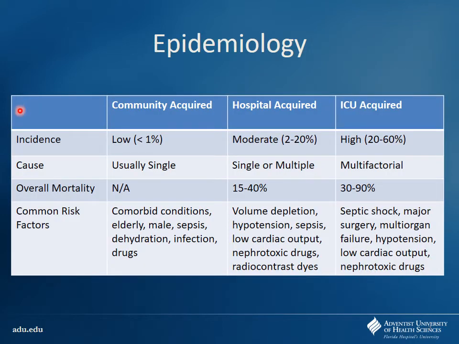So looking at the different types you can get, you can see here that there's community-acquired acute kidney injury, not super common. You don't see it happen very often. Usually it's a single cause, but it could be due to things like sepsis, infection, different things like that. The more important ones that we're really concerned about are our hospital-acquired and ICU-acquired. These tend to have much higher incidences and tend to be multifactorial, so multiple things are going on.